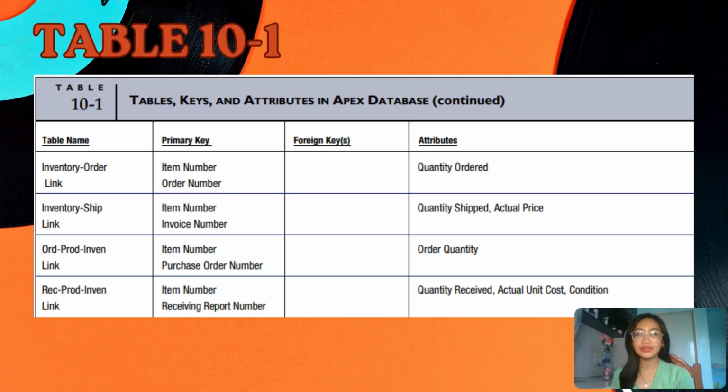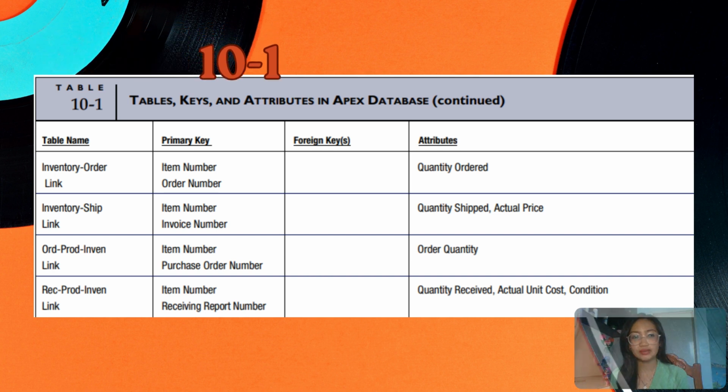In continuation with Table 10-1, tables, keys, and attributes in the Apex database, we have here an example. Table name: inventory order link. The primary key for this table is item number and order number. In this example, we have no foreign key, as we discussed in chapter 9 the key assignment rules for linking tables, and it's briefly reviewed in this section. Lastly, the attribute would be the quantity ordered.